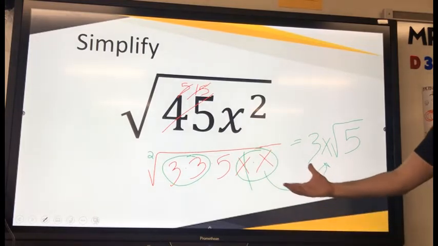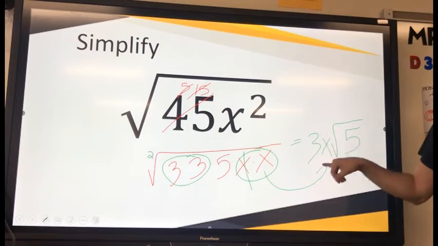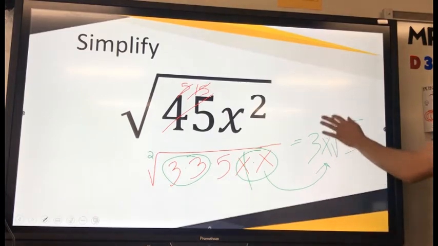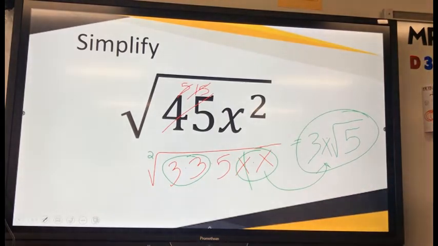So what that does is you don't get confused about taking both those x's out and putting x squared, right? So yes, 3x times the square root of 5.